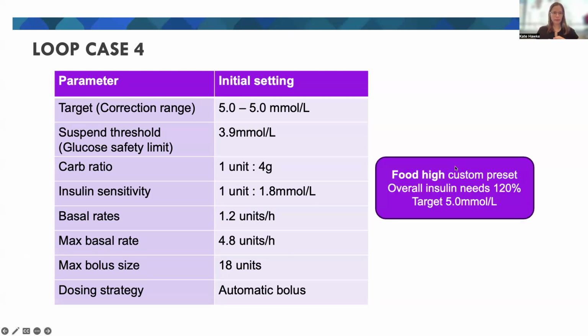It's worth noting that we set her up with this custom preset, which we call food high, or you might label it post-meal high. The rationale for this comes from some description of how the CAM-APS system is used in pregnancy. CAM-APS is the only hybrid closed loop system approved for use in pregnancy worldwide.